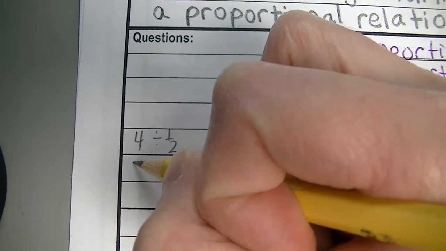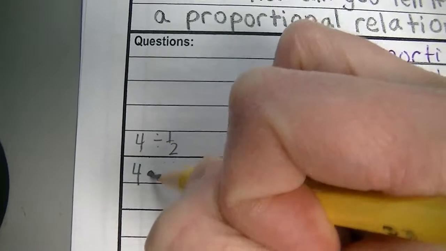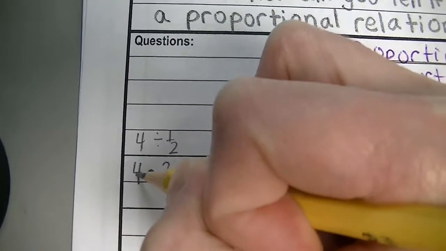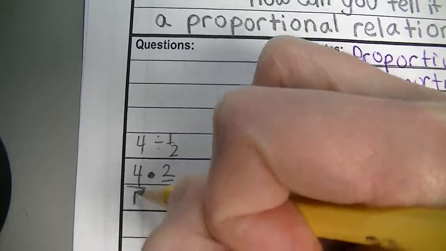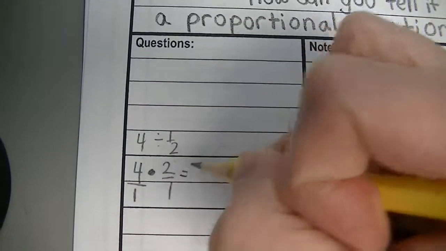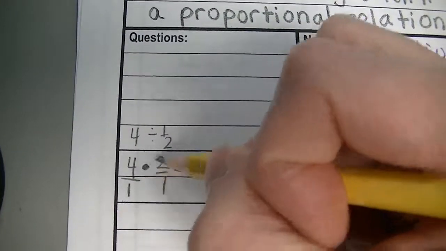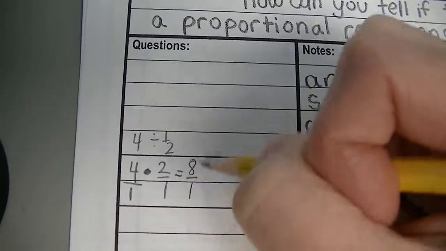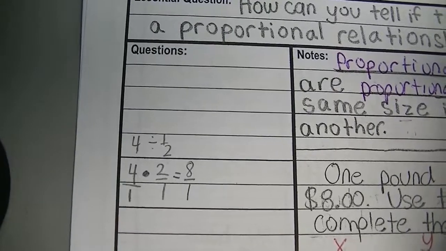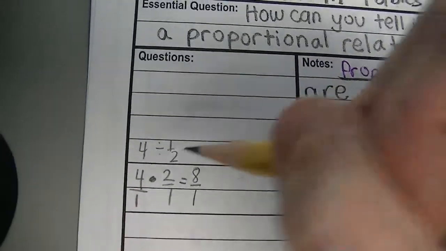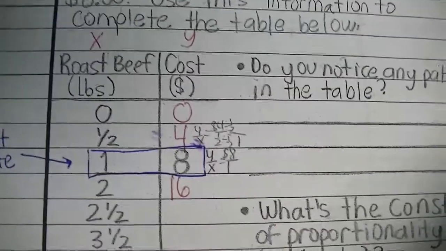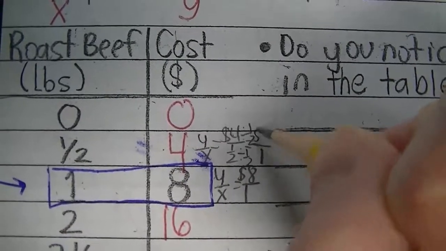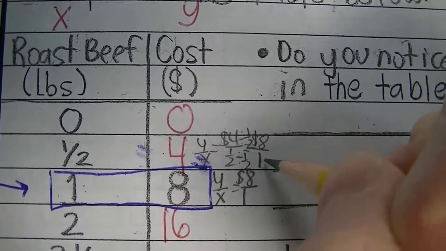Okay, so you're dividing by a fraction, so you got to do that keep, change, flip thing that you learned in the past. Keep it, change it, flip it. Okay, I'm going to do the fraction equivalent of 4 just to make it look easier for you, hopefully, more straightforward. 4 times 2 is 8, 1 times 1 is 1, okay? So 4 divided by 1/2 is 8, not 2. 4 divided by 2 is 2, but 4 divided by 1/2 is 8, okay? So we also get $8 for 1 pound.